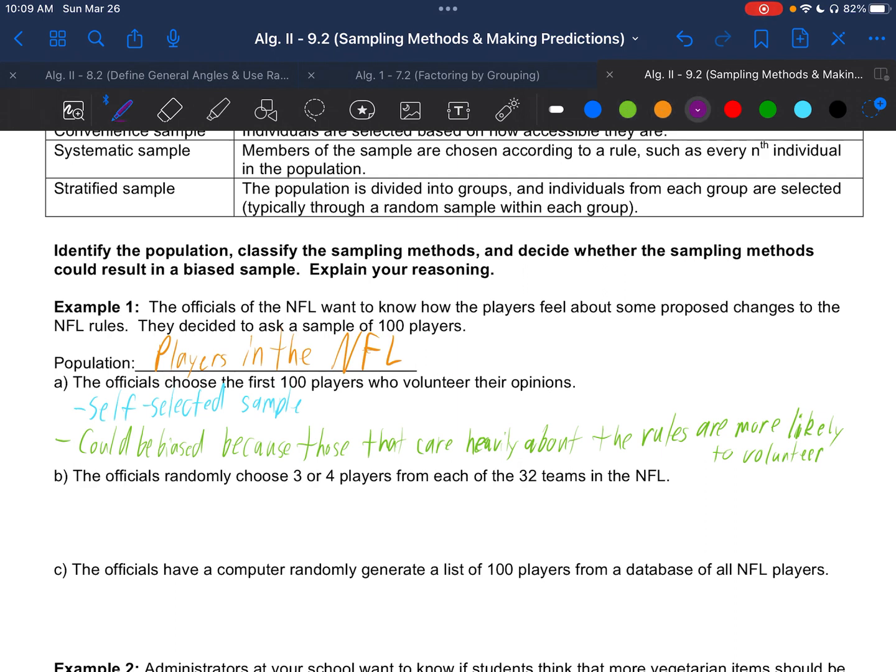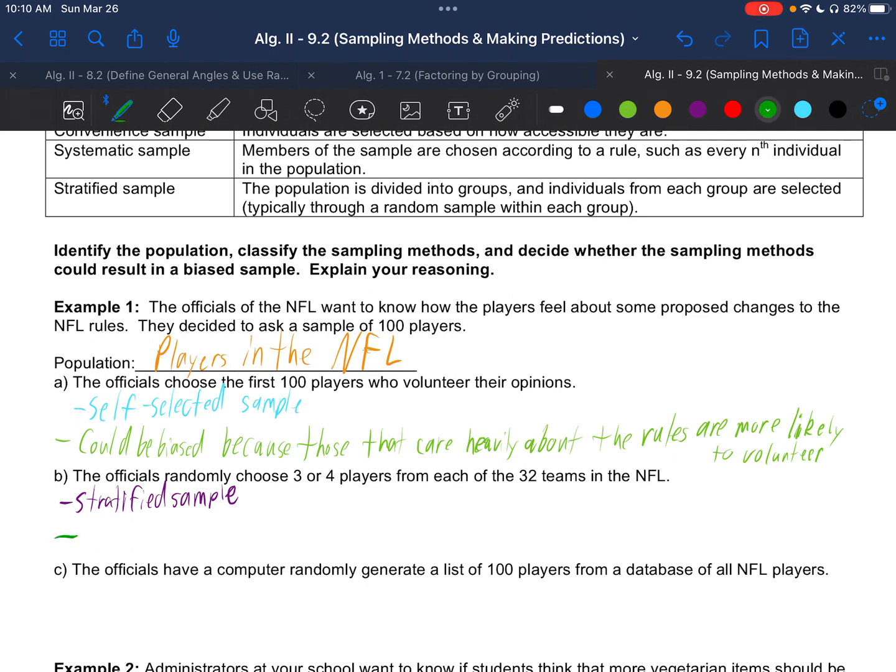Example B, the officials randomly choose 3 or 4 players from each of the 32 teams in the NFL. So this would be a stratified sample. So from each team there will be a pretty equal representation, whether it's 3 or 4. And then within each team, it'll be done randomly. So that would be our definition of stratified.